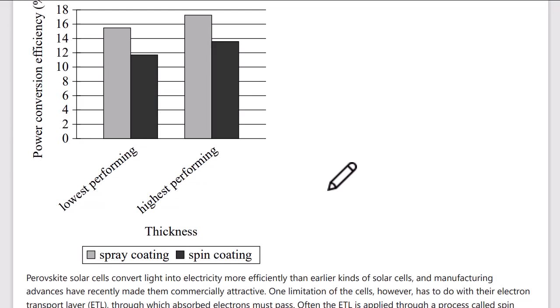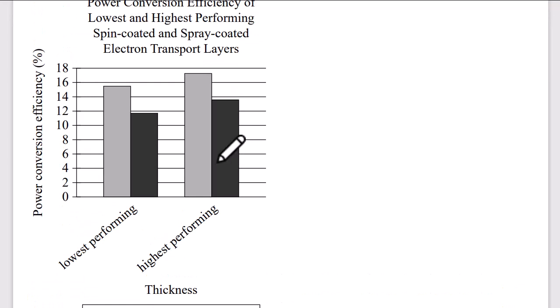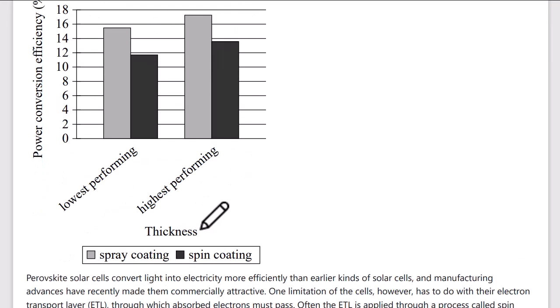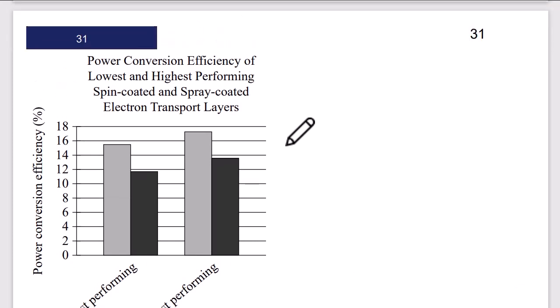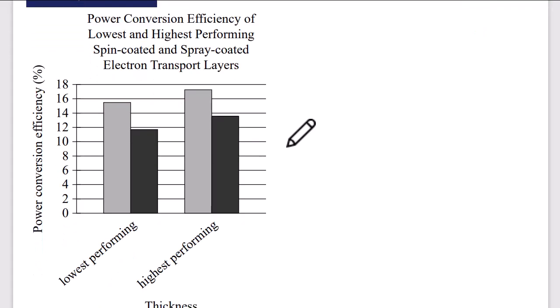And here's another example with a column chart. You have a spray coating and spin coating, and they're done for lowest performing and highest performing. So you can compare them across a couple different metrics, the spray versus the spin coating, and then the lowest versus the highest. So this is very typical, allows for a little more complex analysis of the tables and the answer choices. But generally, they're mostly straightforward. There's nothing about the construction of the graphs that is terribly confusing.